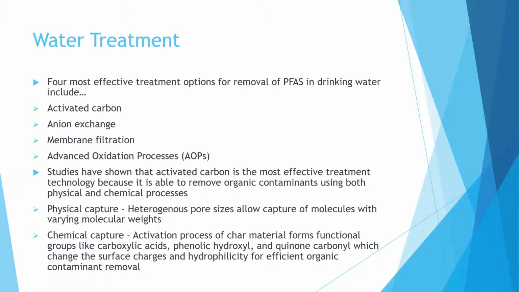So for physical capture, activated carbon consists of heterogeneous pores of varying sizes, and this allows the capture of molecules with varying molecular weights. Chemical capture deals with the activation process of char material, which forms functional groups like carboxylic acids, phenolic hydroxyl, and quinone carbonyls, which change the surface charges and hydrophilicity of the activated carbon, and this allows for efficient organic contaminant removal.